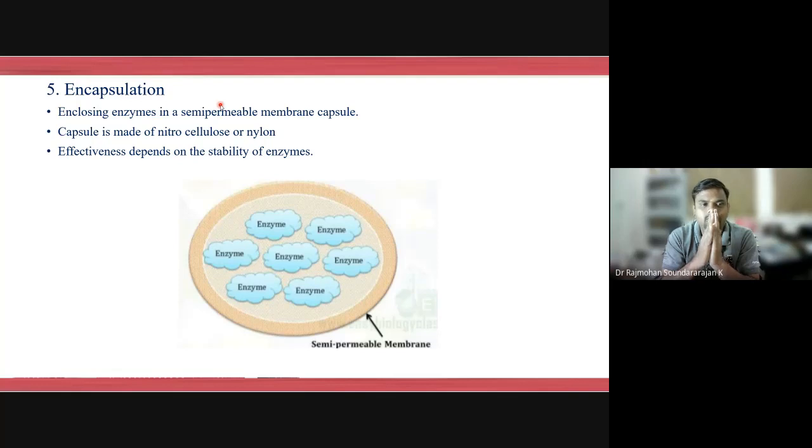Generally, nylon or nitrocellulose capsules are used, and their effectiveness will depend upon the actual stability of the enzyme. Again, we are not adding anything to the substrate. The substrate stays as it is, but we are trying to encapsulate it so that it doesn't get carried away.